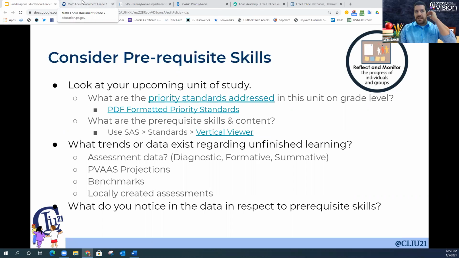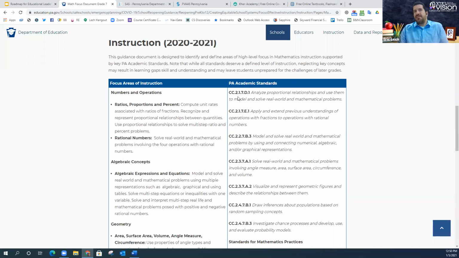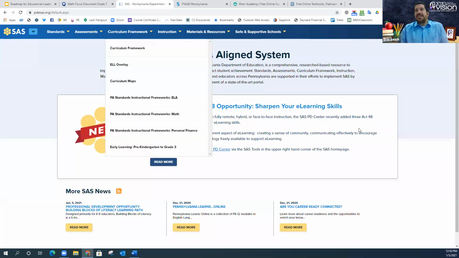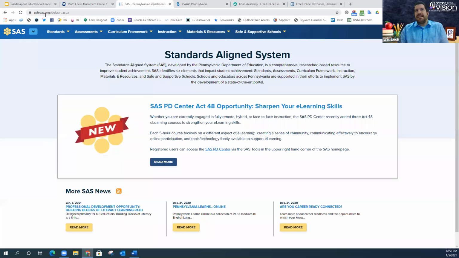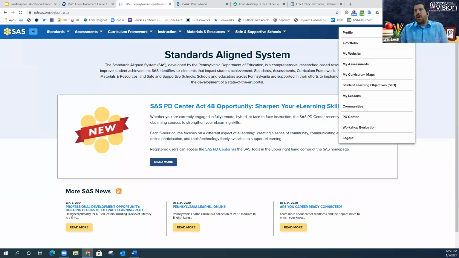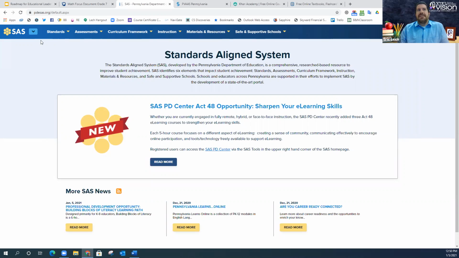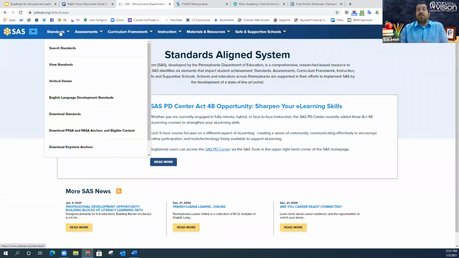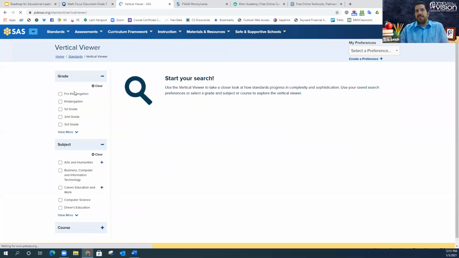Again, I'm going to start with that focus on this one specific focus standard for math grade 7, this 217D1. So I'm going to go to my SAS portal, and you'll see that's at pdesas.org. And when I work in my SAS portal, I always make sure that I am logged in. There are certain things in our SAS portal that are only available to us when we are logged in. So up in the right-hand corner, make sure that you log into the SAS portal. And like I said, in order to determine some of those prerequisite skills, I'm going to use the vertical viewer, which we can find under the Standards tab and clicking on Vertical Viewer.